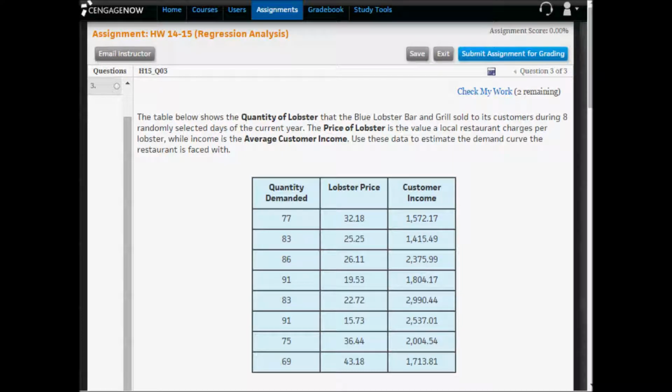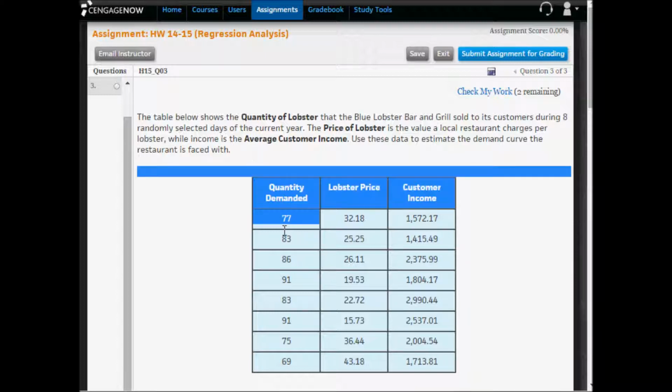We're going to use problem 3 from Cengage Now Homework 15 to demonstrate multiple regression. The data is simulated. We have quantity demanded of lobster, which is basically how much is purchased by consumers. We have the price of the lobster that the restaurant charges. And then we have average customer income.